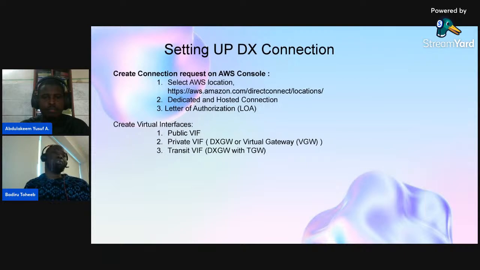Then you also have the concept of transit VIF. If you are in a situation whereby you know that to access your resources you'll be using a transit gateway, then the type of VIF you need to create is called a transit VIF. To create your transit VIF, you have to attach it to what is called a DX gateway, which will give you access to your VPC resources through an AWS transit gateway.